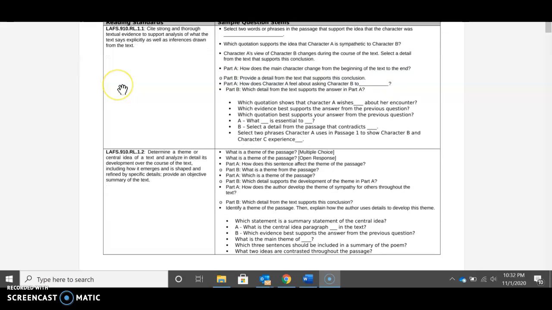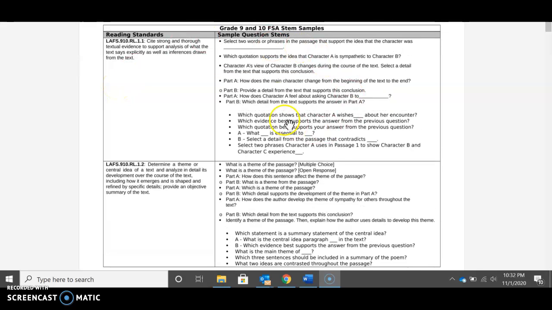And if you look at the screen, we're going to be going over standards. And here are some sample questions that would go for our standards. So over here is a standard. The first one is one that I know you guys are sick and tired of. It's cite strong and thorough textual evidence to support analysis of what the text says explicitly, as well as inferences drawn from the text. And I know you know what inferences are.